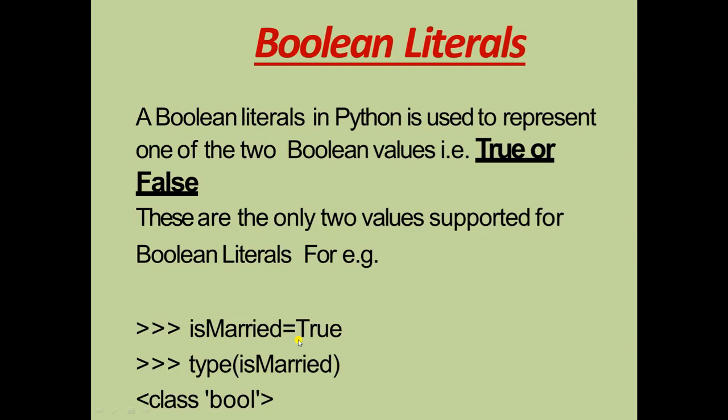Next is the boolean literal. A boolean literal always gives you the value True or False. If you set is_married equal to True and check the type of this, it will give you the class bool. It has only two values, True or False.